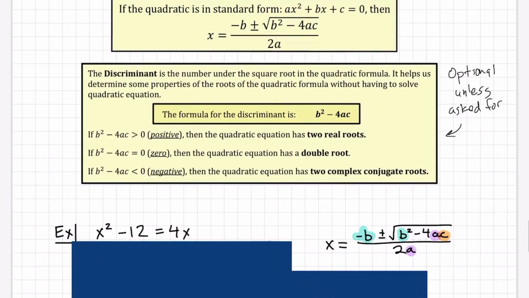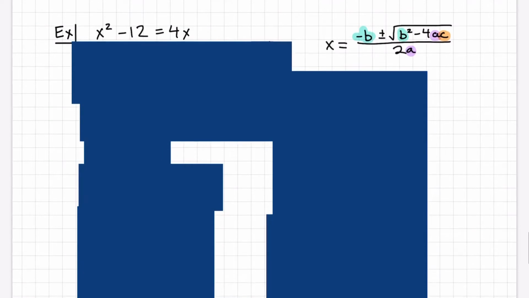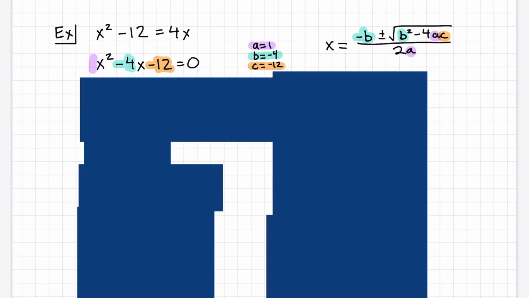All right, so let's take a look at solving this equation: x squared minus 12 equals 4x. Well, first, I need to put it in standard form. It's not currently in standard form. So I'm going to subtract the 4x from both sides, and I end up with x squared minus 4x minus 12 equals 0. You can see that I've already highlighted the a, the b, and the c. I have included the negative symbols in front of the 4 and the 12, because b is negative 4 and c is negative 12.